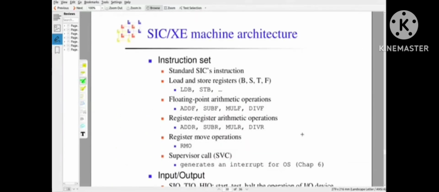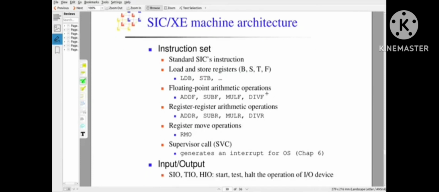Yeah, so the next one is what are the instruction sets supported by SIC/XE. So SIC/XE will support all the instruction sets supported by SIC plus a few additional instructions. Okay, so what are the additional instructions? Because there are 4 additional registers, a few additional instructions are there which will support those registers, like load B register, store B register, load X register, store X register, etc.